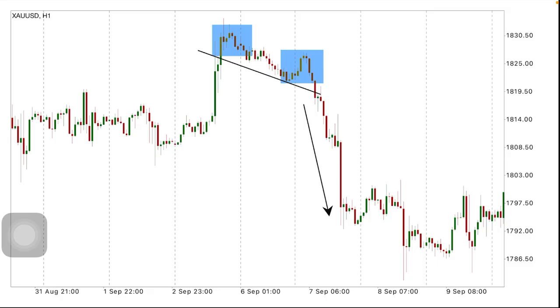Now, some people are over enthusiastic. When they see this previous day's high and the price comes here, they want to sell right from the top here. No, because there is no guarantee that if you sell from this top, the market will sell. There is no guarantee, so you need to be patient. Be patient and wait for the neck to be broken.